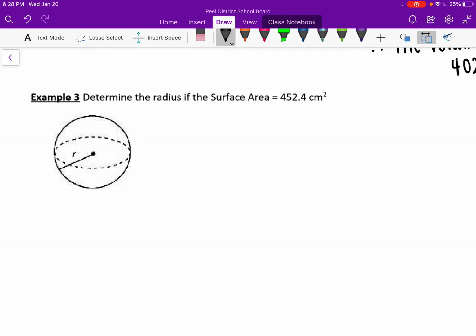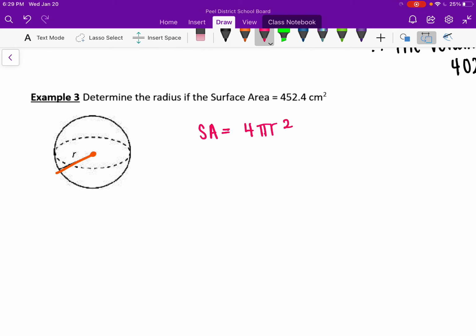So moving on, we're going to determine the radius if surface area is 452.4 centimeters squared. And I know this seems really confusing, but let's just take it step by step. So the radius is just a spot from the middle to here. I know that surface area is equal to 4 pi r squared. Right? So let's just start plugging in the numbers and then we can just solve for r.